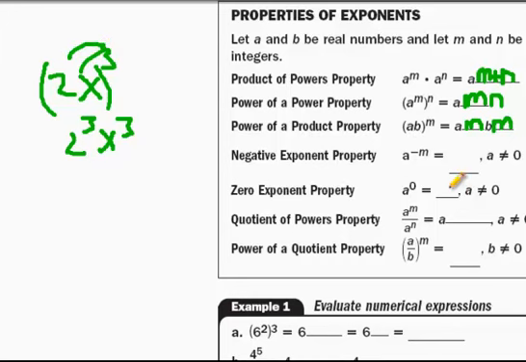And the negative exponent property pushes everything to the bottom. So if you have a to the negative m, that's 1 over a to the m. The zero exponent property, anything to the zero exponent is just 1. So if I said 7 to the 0, that's 1, or 100 to the 0, that's 1. A to the m over a to the n, we subtract these exponents.